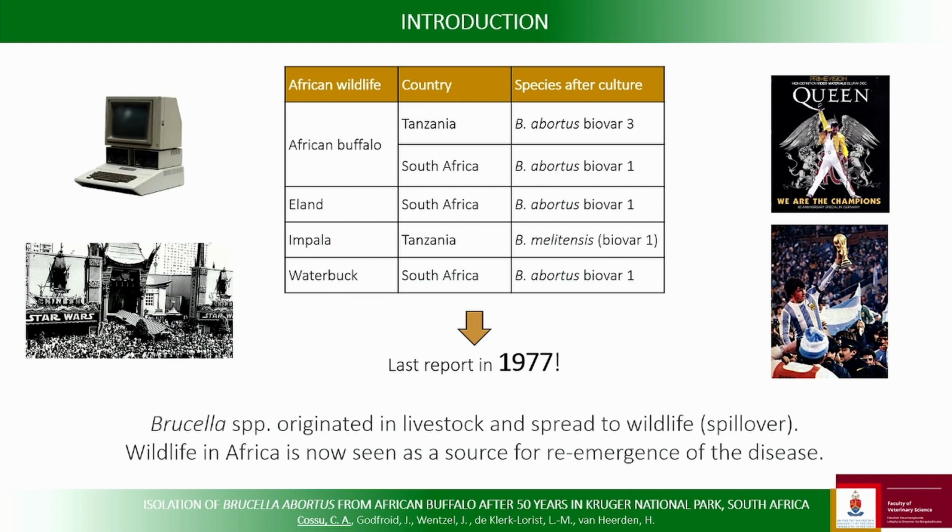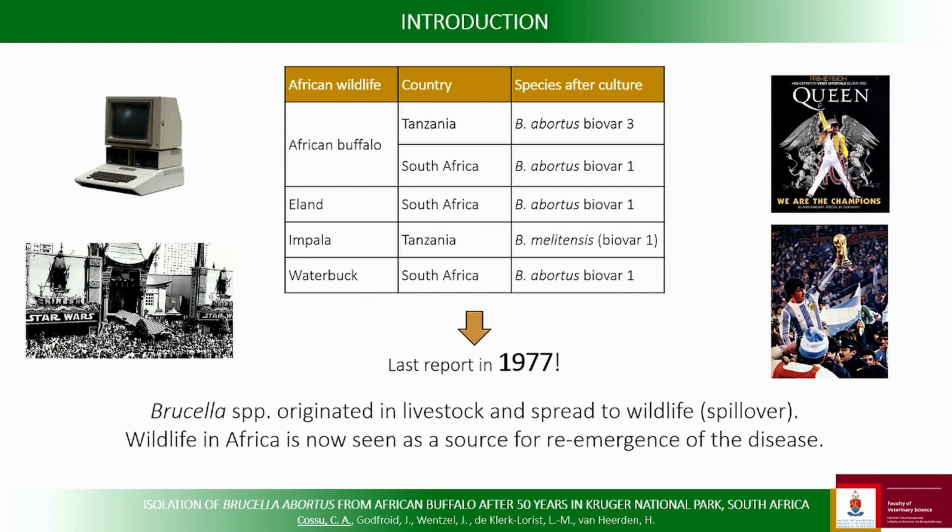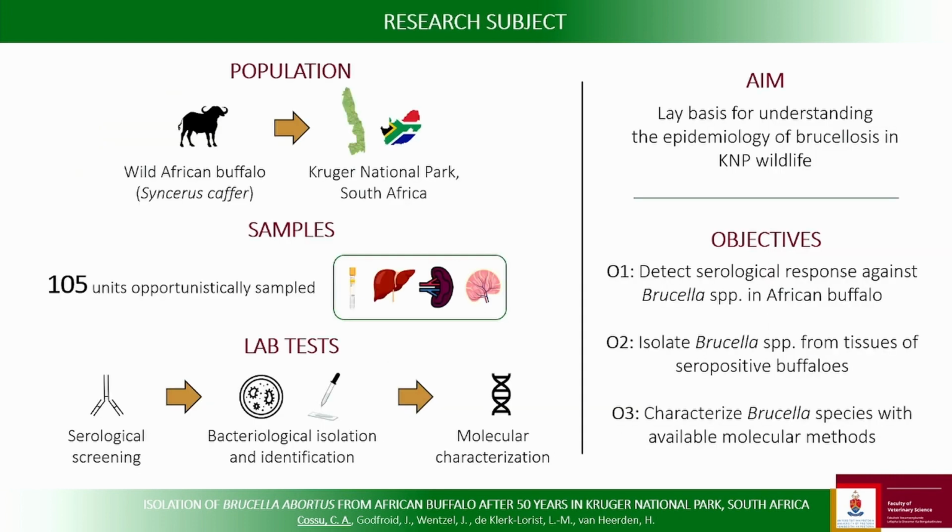And so you can understand that there is a serious gap of knowledge, of culture data, of bacteriological data. When Brucella was isolated back in the day, they thought that it originated in livestock and then spread to wildlife. But nowadays, different papers are highlighting that African wildlife is seen as a source for re-emergence of the disease, especially for livestock.